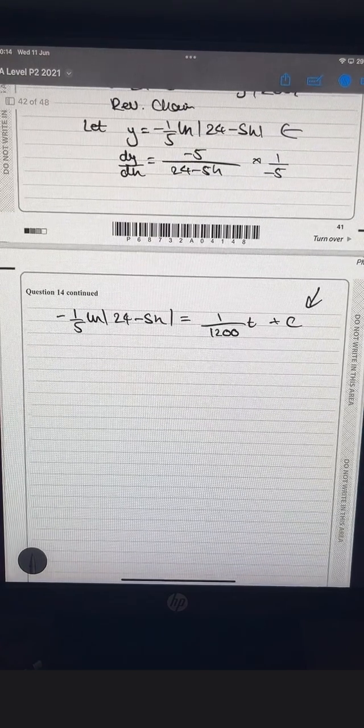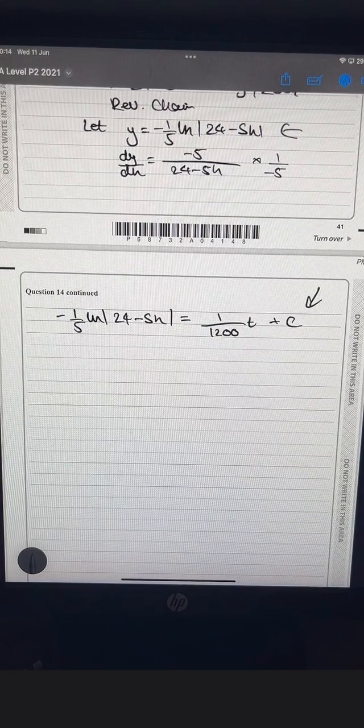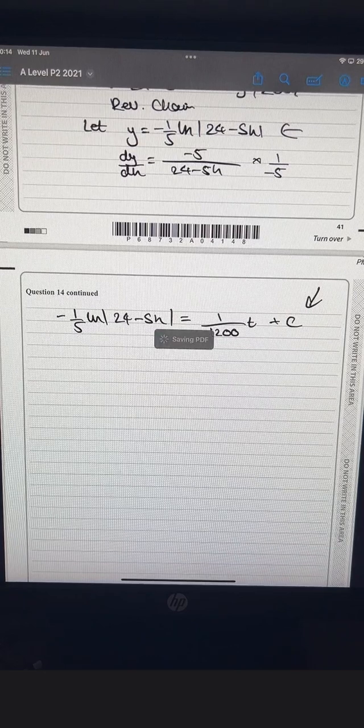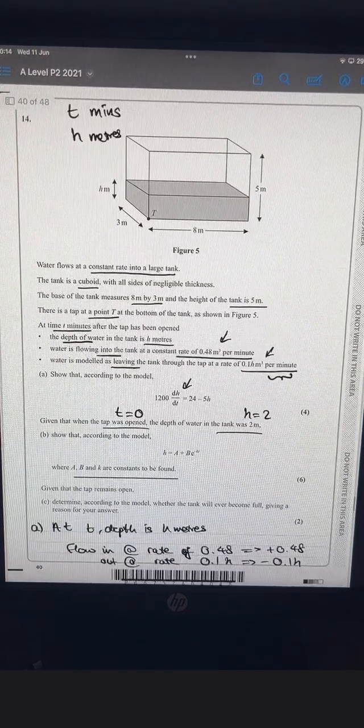I want to solve for h, but I have a constant. How am I going to find what my constant is? Use a boundary condition. So if I just scroll up to the boundary condition they gave me, they told me when the tap was opened, the depth was this. So at t equals 0, h equals 2.